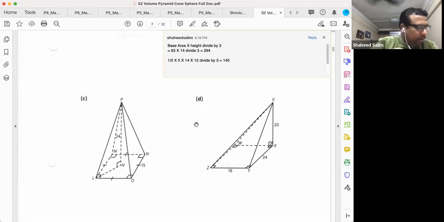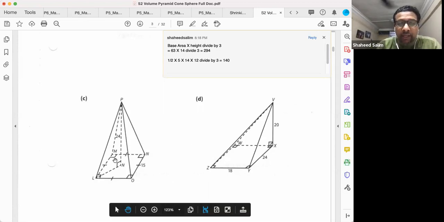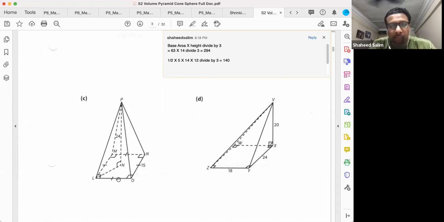Ryan, you got to check. This one, what's the area? It's not 15, this is a square. 15 times 15 is the area. Okay, don't forget. Okay, Shafi, well done.